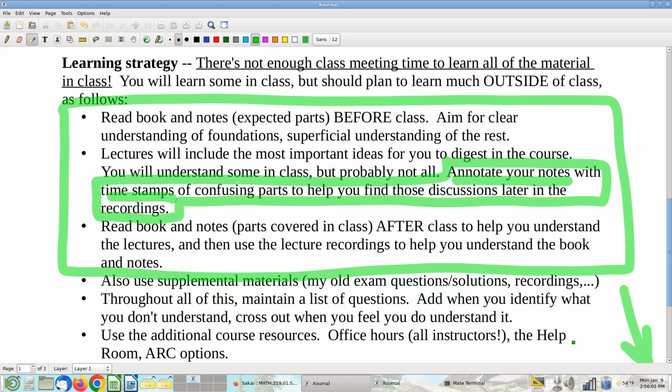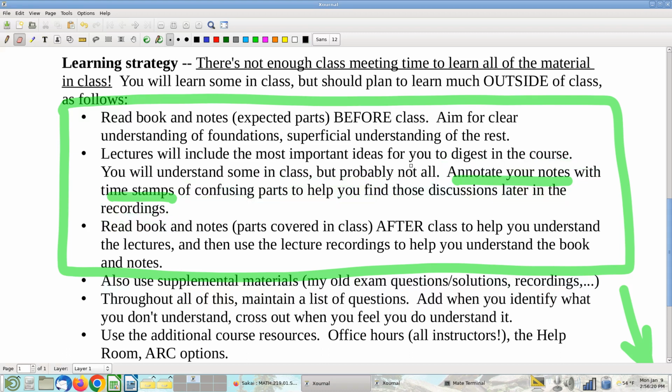And so when you find yourself confused in class, jot down what the time is. And then when you fire up that recording at a later date, or possibly later that same day, to listen to it again, you'll know exactly where to click forward to find that discussion. So I think this is a great idea.